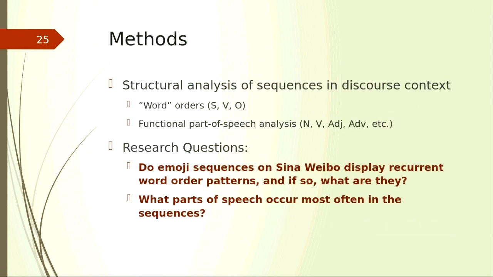The method that we followed was structural analysis of the emoji sequences in their discourse context. We looked at word orders, specifically focusing on subject, verb, and object. And of course, in order to identify subjects, verbs, and objects, we also had to identify what parts of speech the individual emoji were functioning as. So we actually categorized all individual emoji for parts of speech using traditional categories of noun, adjective, adverb, and so forth. I had 2 research questions. First, do emoji sequences on Sina Weibo display recurrent word order patterns? And if so, what are they? And second, what parts of speech occur most often in the sequence?